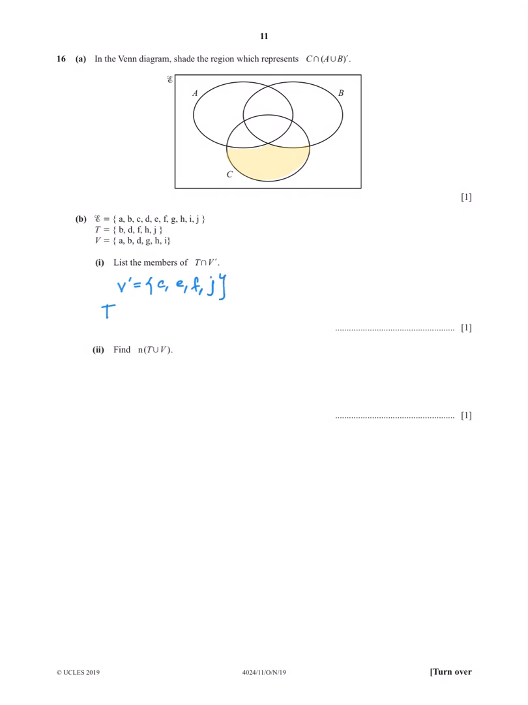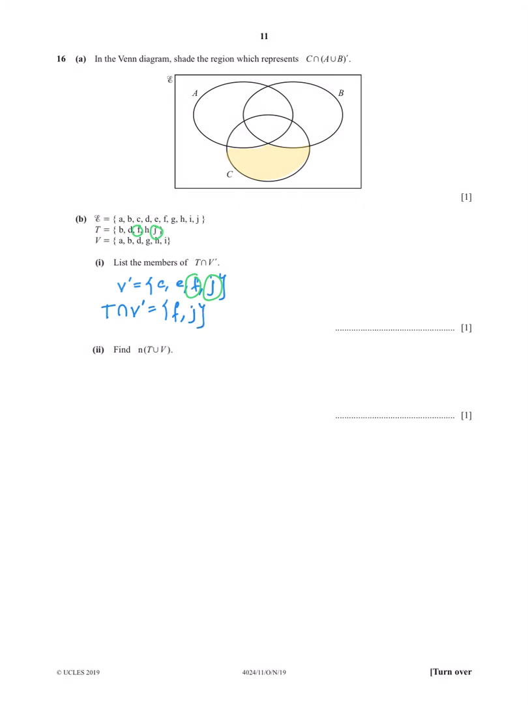Now you need to find T intersection V complement. So the elements that are common in T and V complement, we need to highlight. In T and V complement we have F, and we have J. So the answer of this question is F and J.